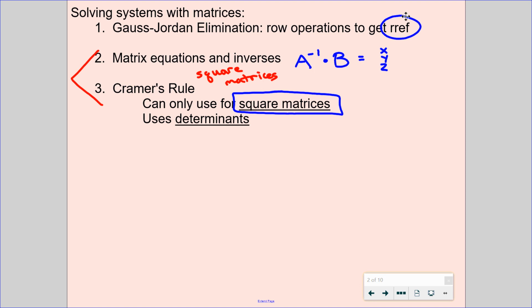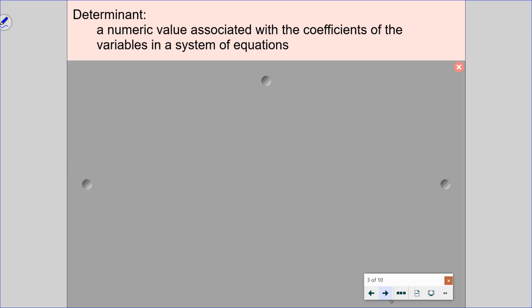But when you have square matrices, these are other methods that still work, right? Instead of, like with number 2, where we were using inverses, now we're going to use something called a determinant as we go through. So actually, that's how we're going to get started here. A determinant is a numeric value associated with the coefficients of the variables in a system of equations.